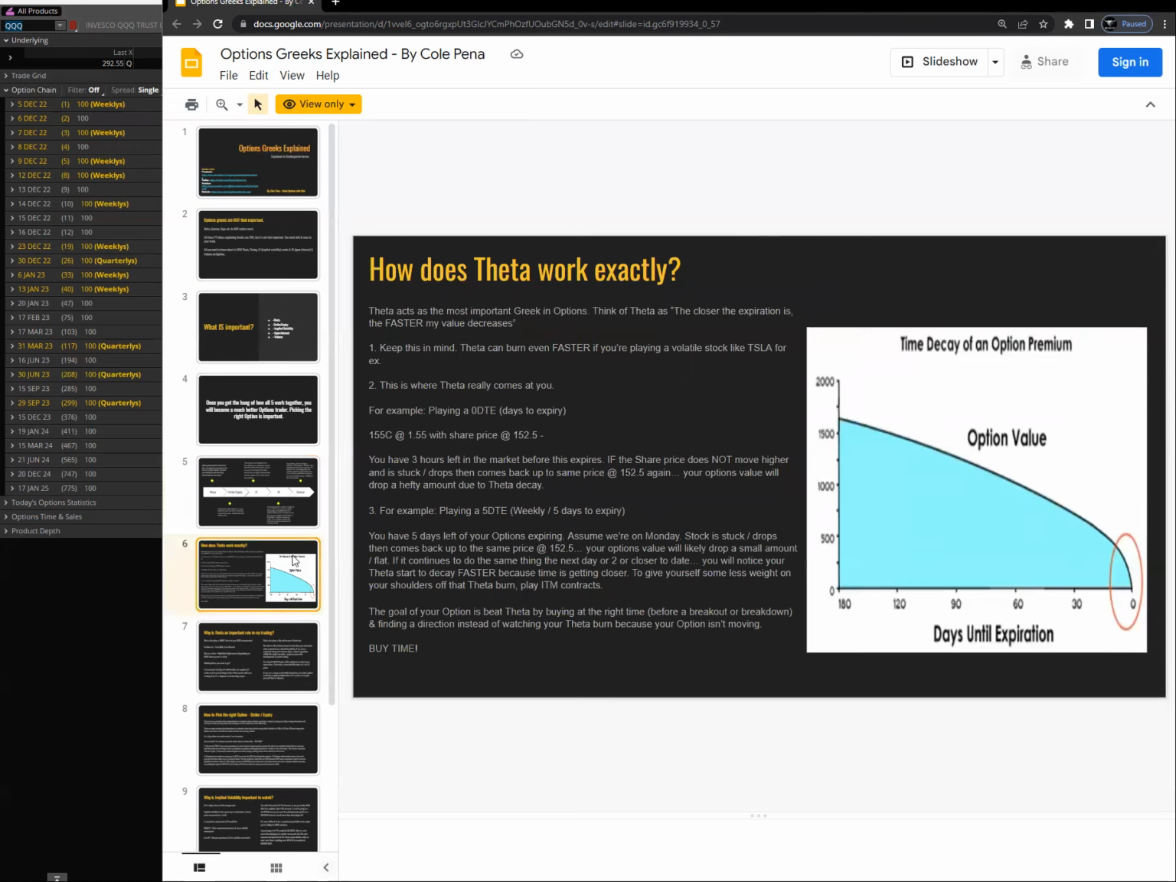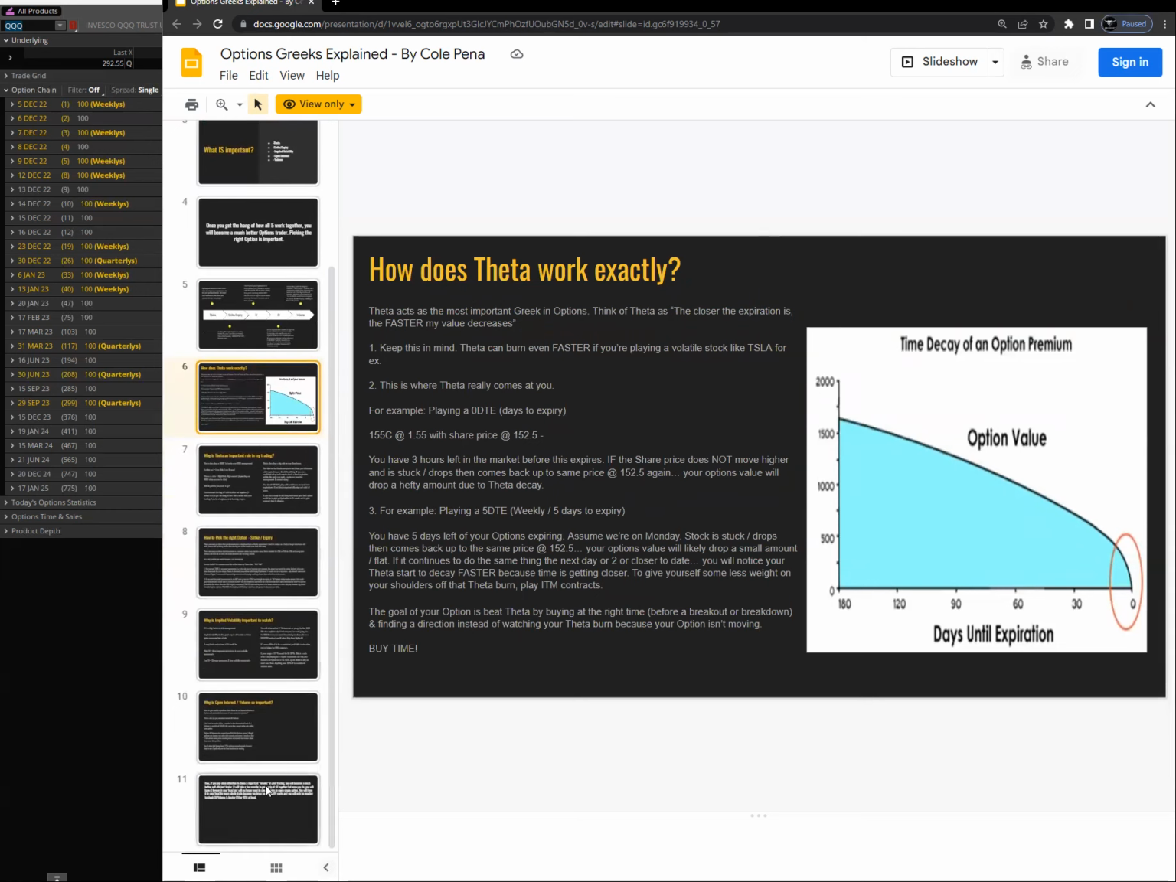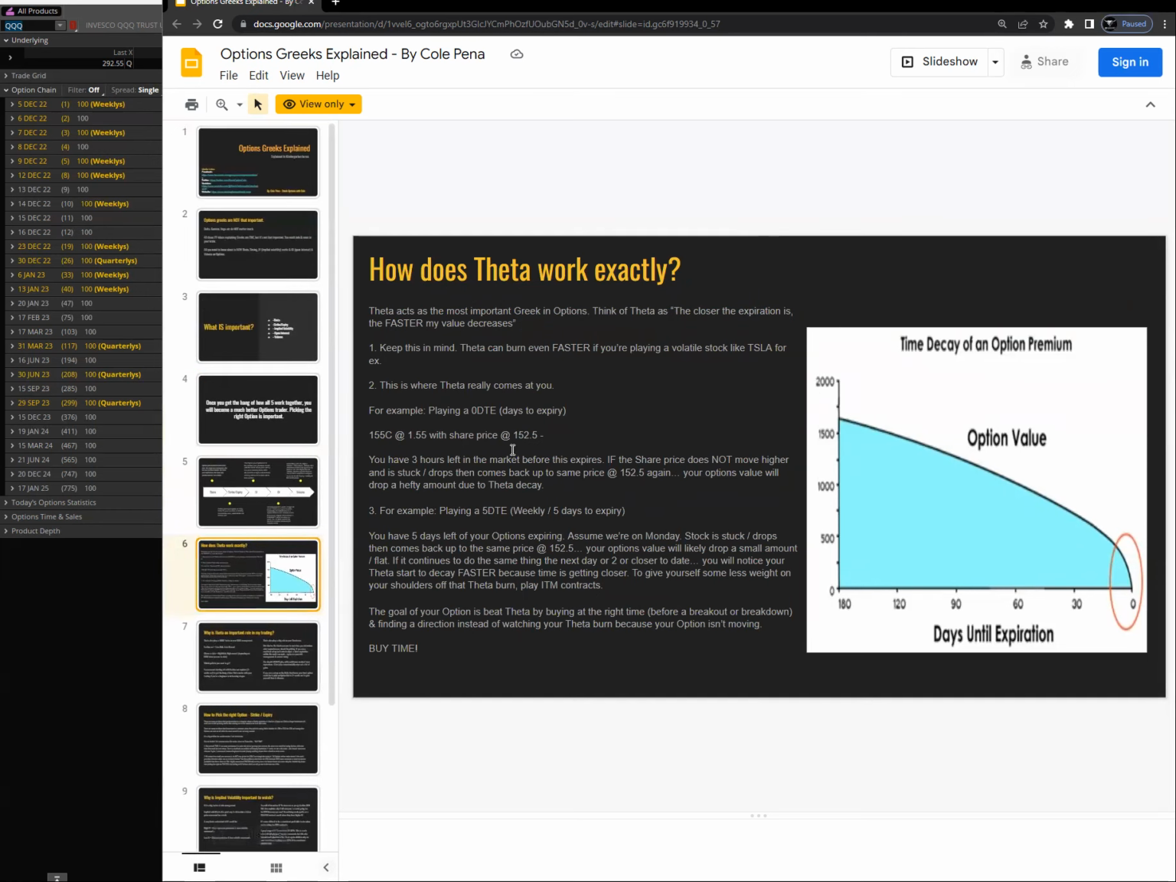Let's go on to the next slide right here. We will start off with theta and then slowly go into the other factors and options. So let's go over this picture real quick. Actually, we'll go over this text real quick and then we'll go into the picture.